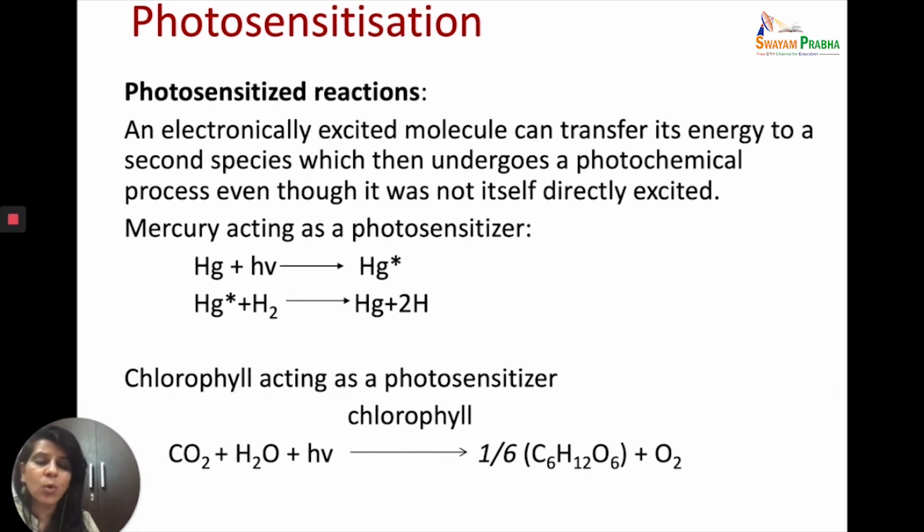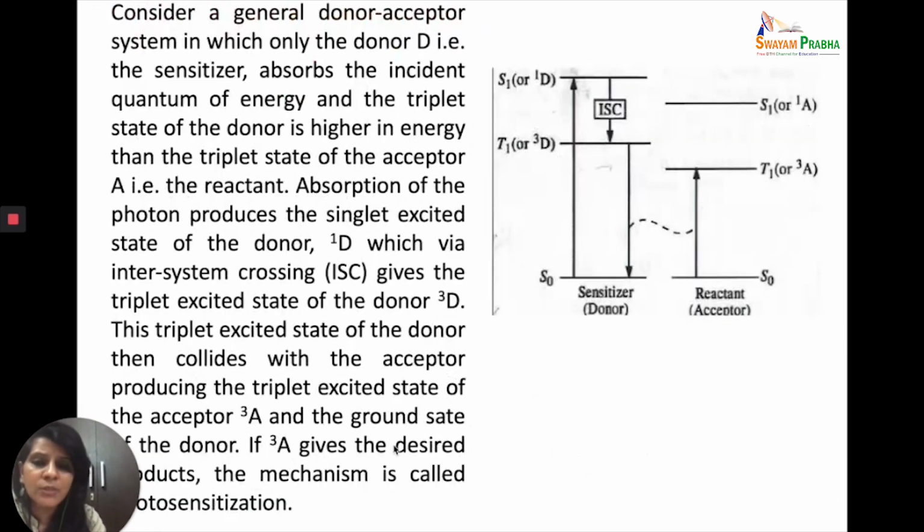Carbon dioxide and water cannot absorb light, but chlorophyll can. So, chlorophyll absorbs light and transfers its energy to carbon dioxide and water, which then undergo the process of photosynthesis to form glucose and oxygen. So, here chlorophyll is also the photosensitizer. Now, how does this happen? This happens through a process called photosensitization, where you have a donor and then you have an acceptor.